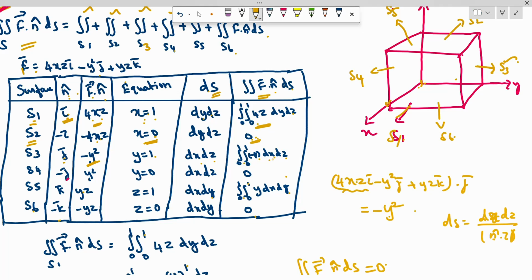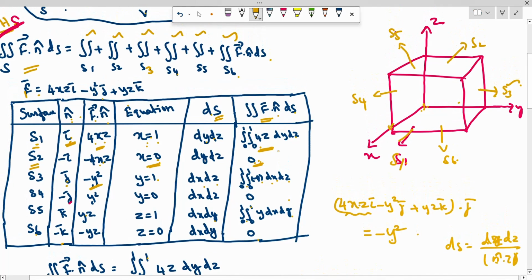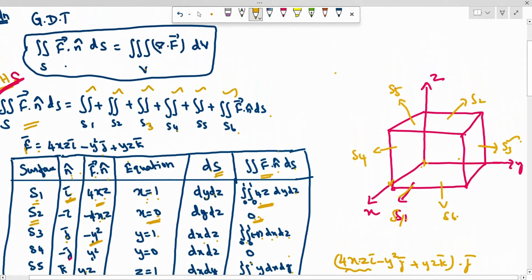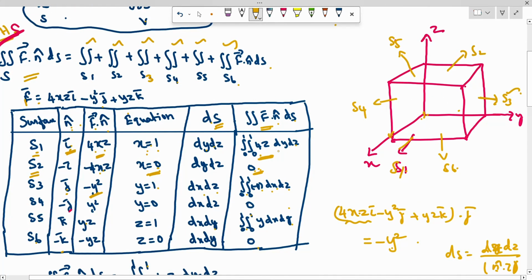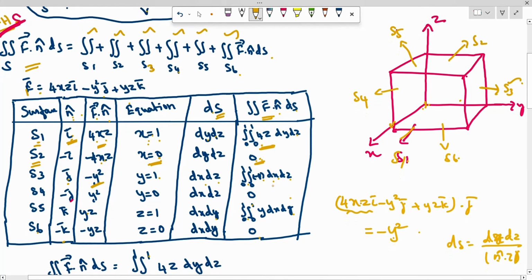Limits will be the same, x limit or y limit or z limit. In the given problem, it is given clearly x varies from 0 to 1, y 0 to 1, z also 0 to 1. You need not check the limits. Okay, 0 to 1, 0 to 1, we can write directly. And then take S4, surface 4. Surface 4 is just the opposite side, the left side. This one is surface 4.